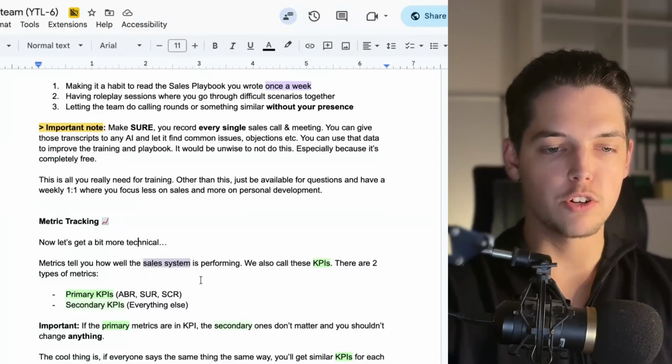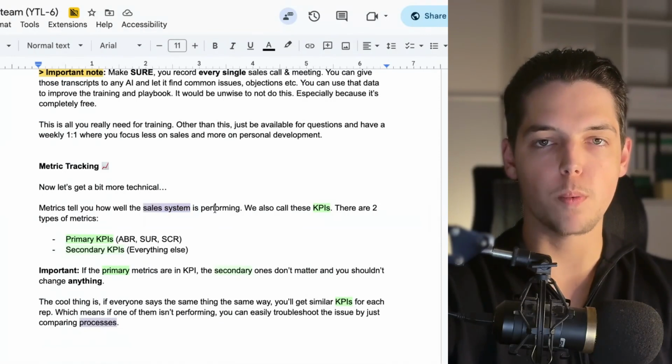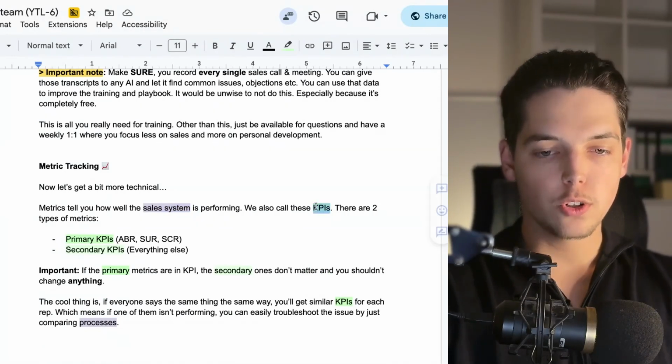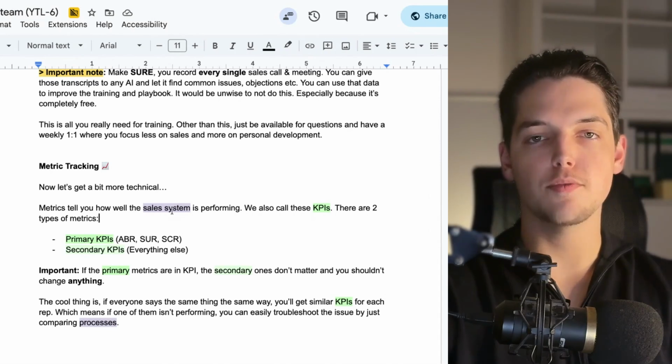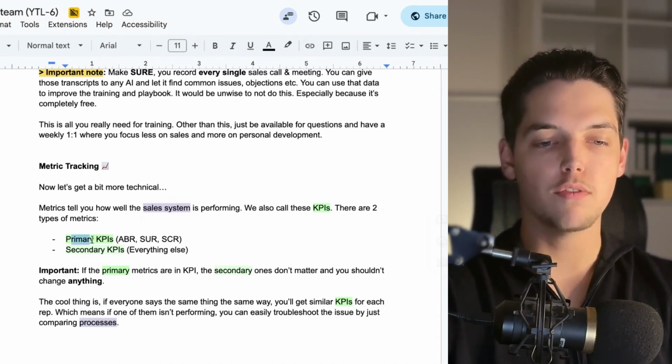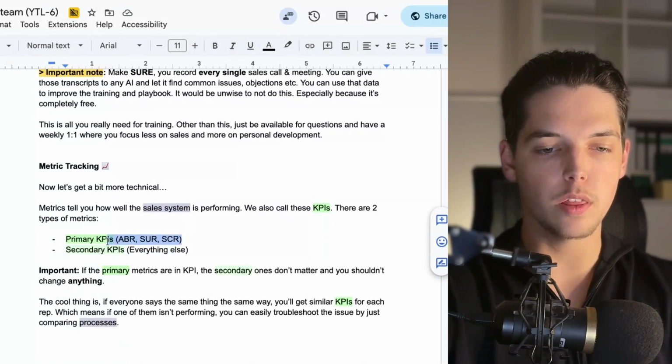How do you actually do metric tracking? Metrics tell you how well the sales system is performing, fundamentally. We also call these KPIs, so key performance indicators. And there are two types of metrics that we have. We have primary KPIs, which is your appointment booking rate, your show up rate, your sales conversion rate, right? And then you have secondary KPIs, which is everything but these three things.